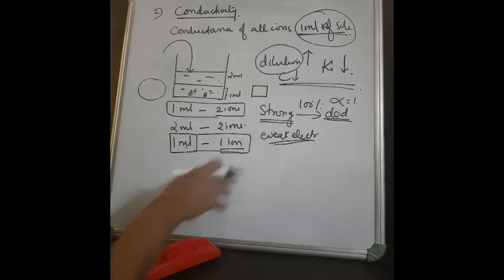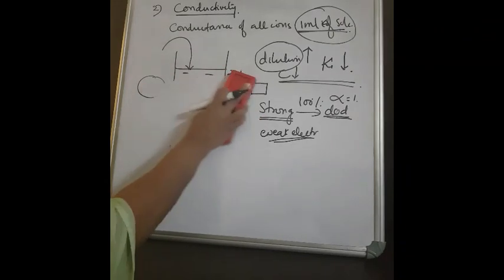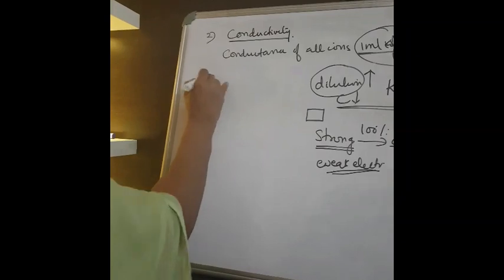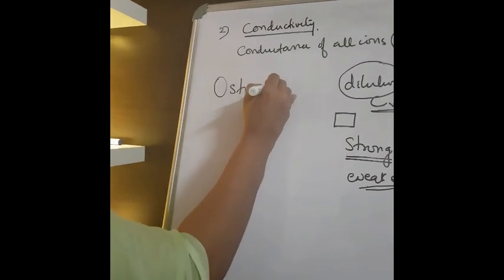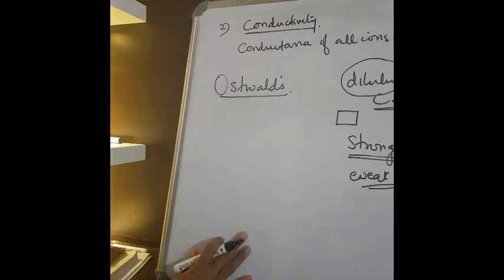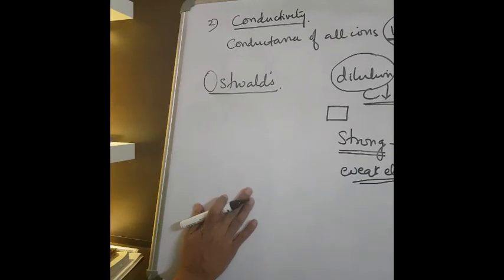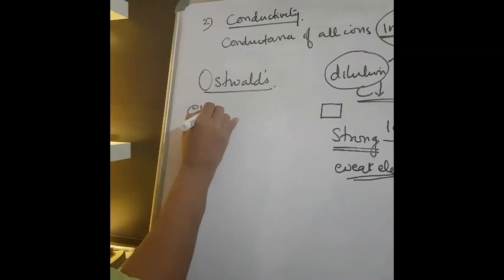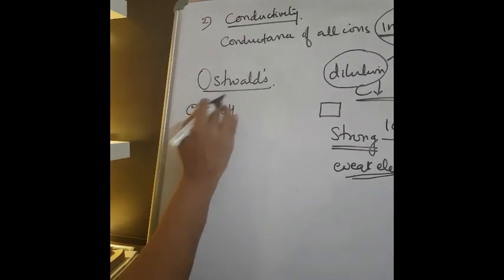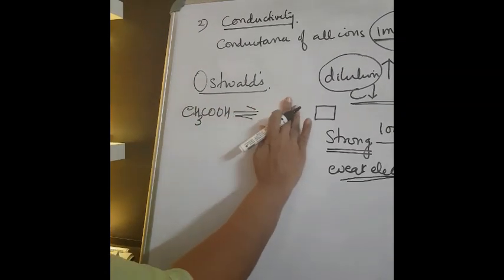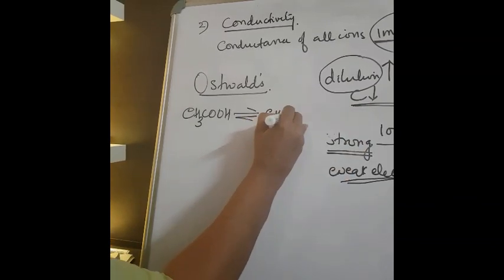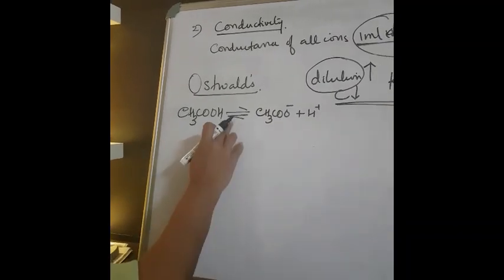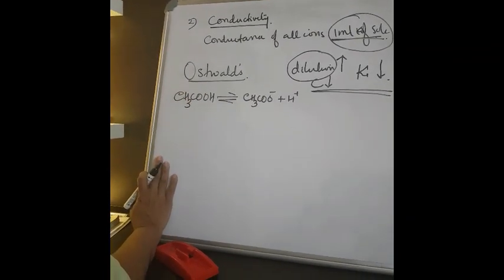Do you remember, you have studied Ostwald's law of dilution in 11th standard on equilibrium. What is Ostwald dilution law? For a weak electrolyte, for example, say acetic acid we are taking. Now what happens to acetic acid? Acetic acid will dissociate to form CH3COO minus plus H plus. Why did I put the reverse arrow? Because it is a weak electrolyte.